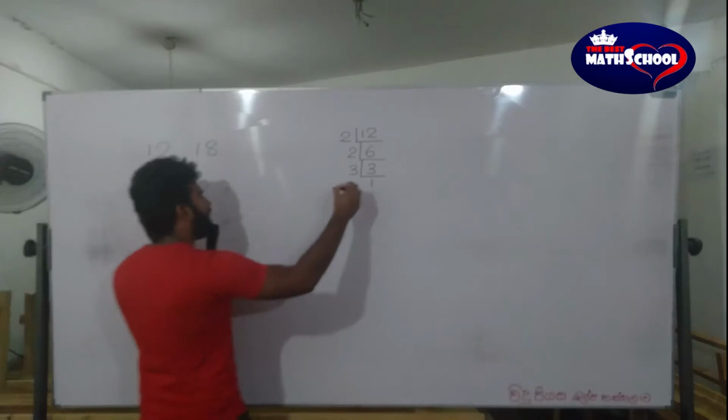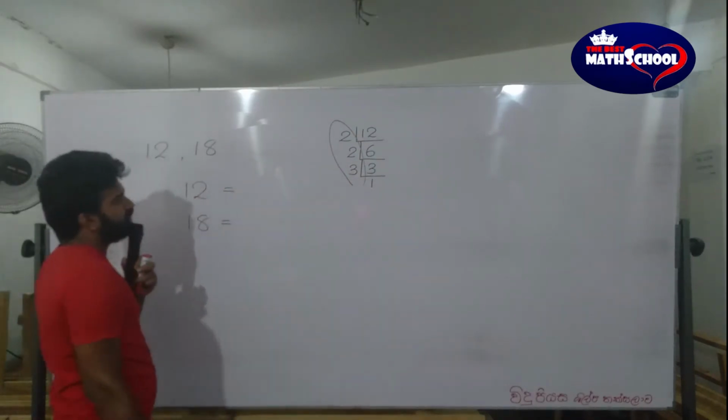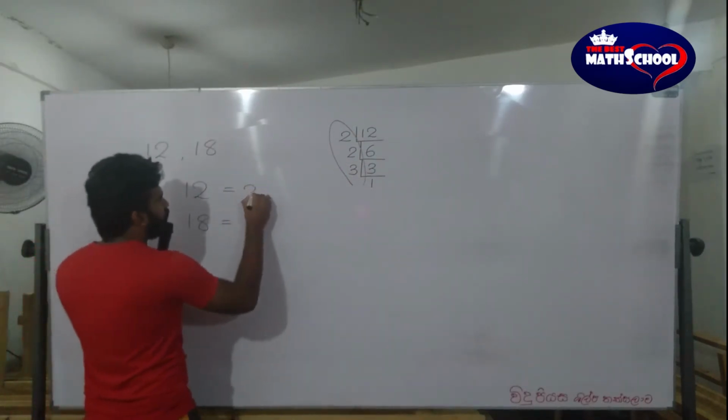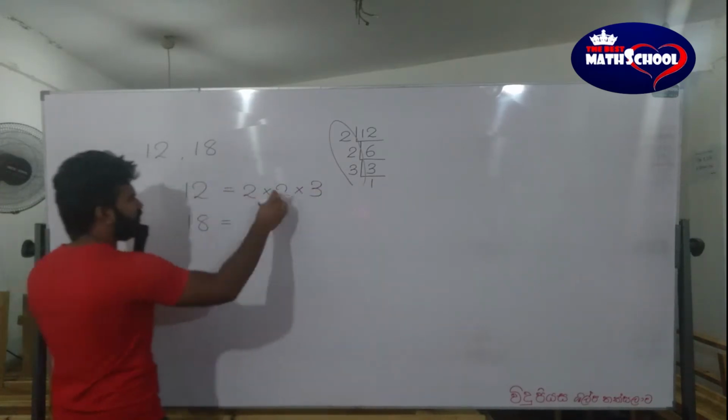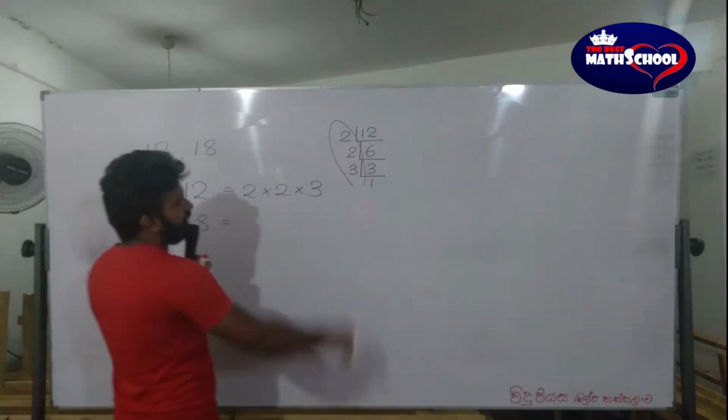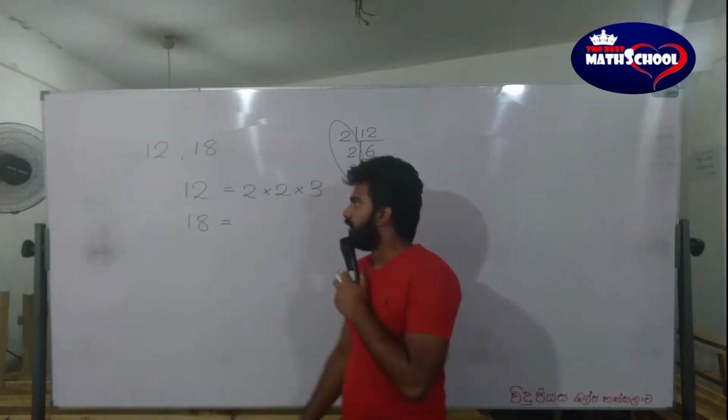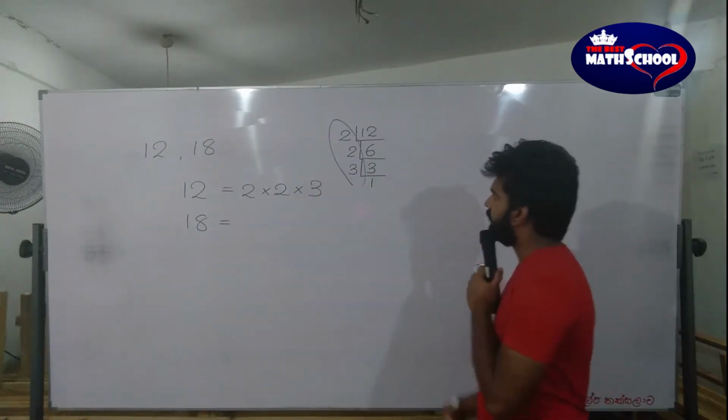So I can write 12 by using these prime factors. As a product, I can write it 2 into 2 into 3. 2 into 2 will be 4, 4 into 3 will be 12. So that's all. Right. Next, 18.